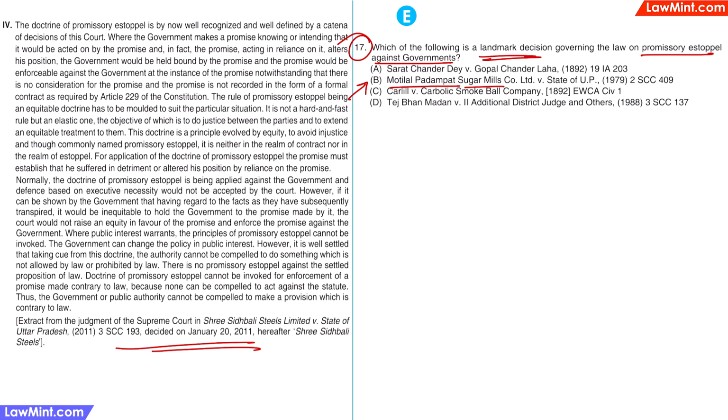And if you are not aware of the correct answer and you had to take a guess, then eliminate the obviously incorrect options like the Carlyle versus Carbolic Smoke Ball Company case and any other cases that you can rule out and guess from among the remaining options.